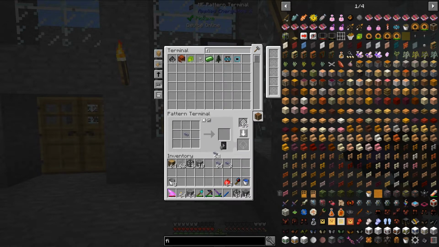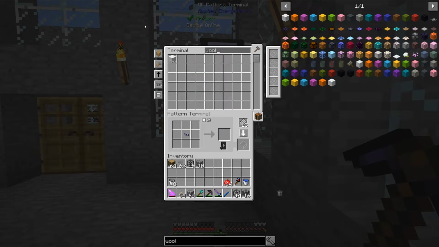And then what we're going to do with all of this is we're actually going to combine it with wool, which I have a lot of. And actually, let's set this pattern because this is something we will use a lot. And then let's grab 2 stacks of this. In the future, I'll be able to autocraft this, which will be a lot nicer than having to manually click through hundreds of these things.